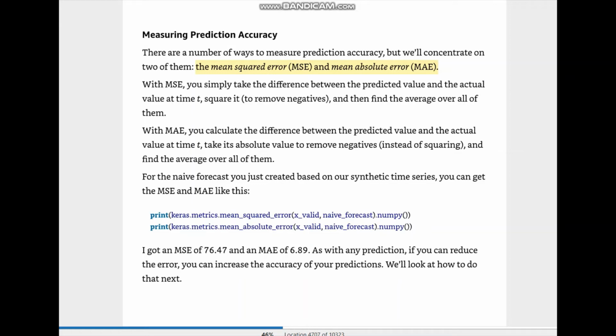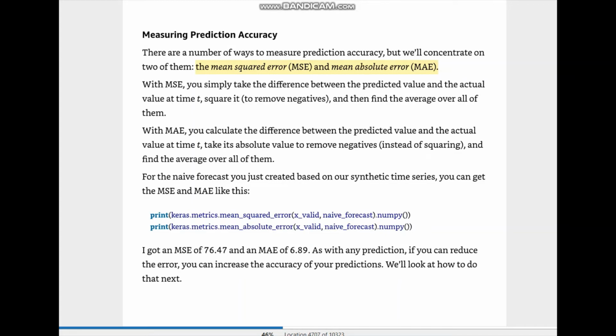Measuring the prediction accuracy. There are a number of ways to measure prediction accuracy, but we'll concentrate on two of them, that is mean squared error and mean absolute error. I'm sure you must have done this in high school, maybe in class 10th or 12th, and you'd be familiar with these concepts. But still, we'll understand it a bit for you.